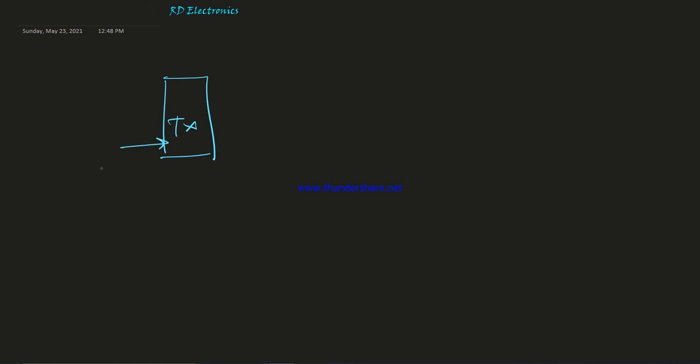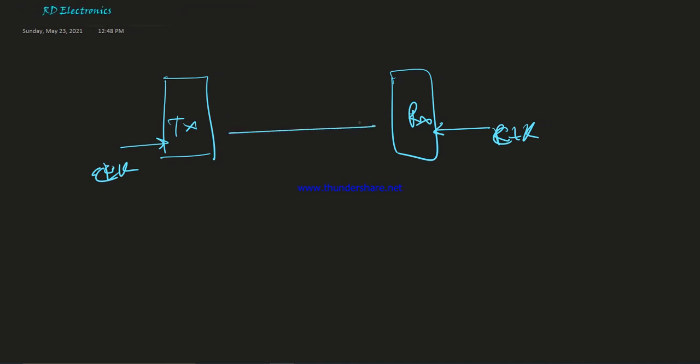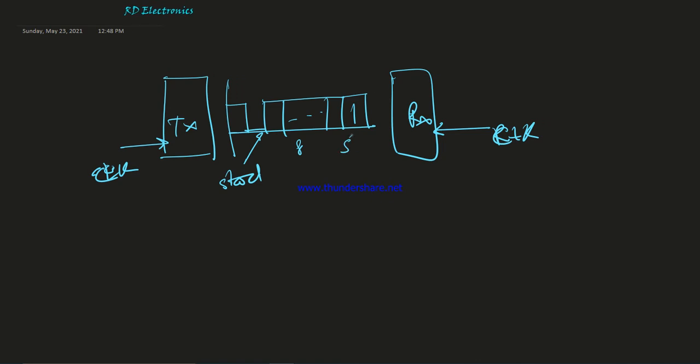But in asynchronous transmission, there is a different hardware requirement. This is TX, running on one clock, and this is RX, running on another clock. These two clocks are not synchronized to each other. That's why we need our frame sequence. This is the start bit, which is low, then 8 character bits, and a high bit 1, which is called the stop bit.